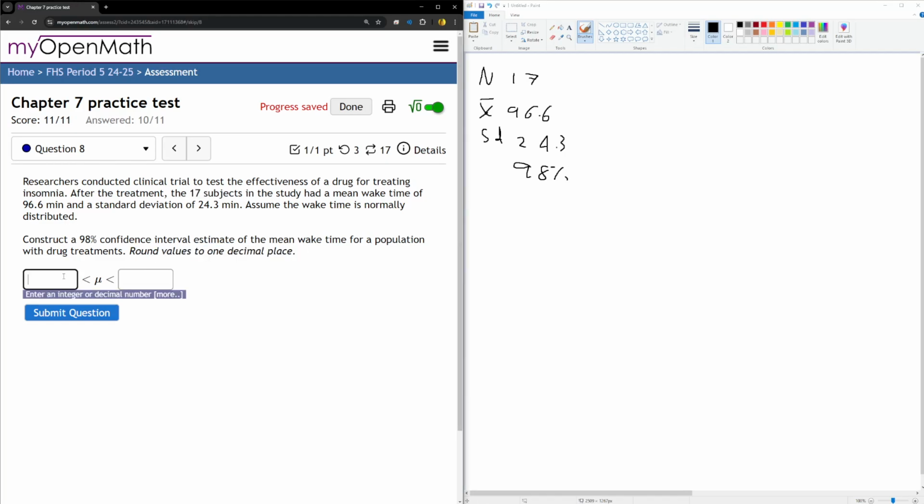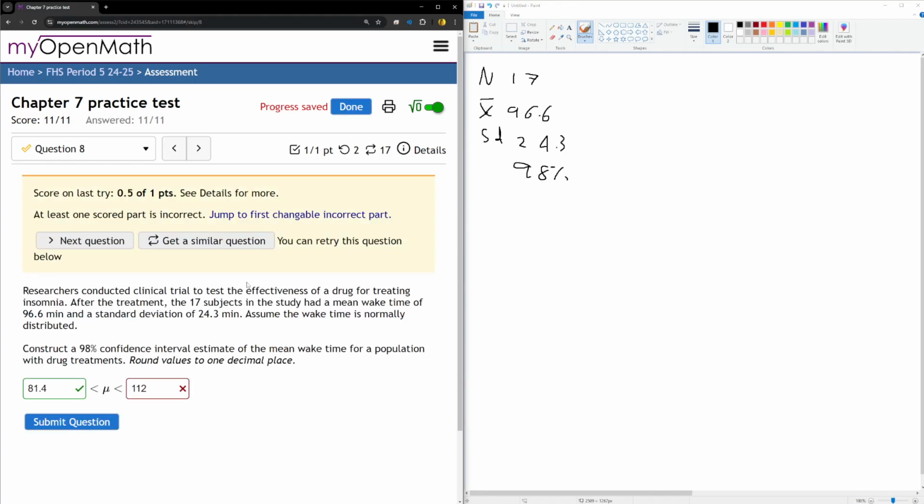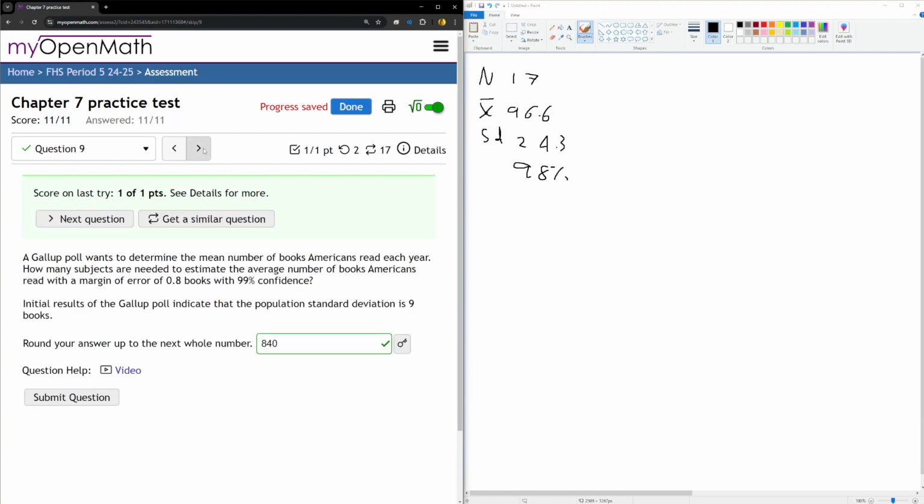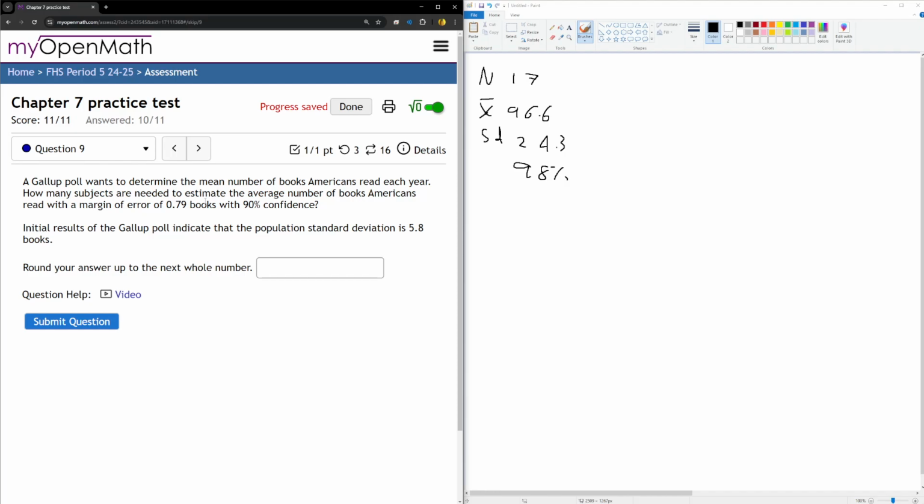1 decimal. Your lower is going to be 81.4. Your higher is going to be 112. Oh, whoops. 1.8. It said round to 1 decimal place. Oh man, this time we can't do a little trick. Bummer.